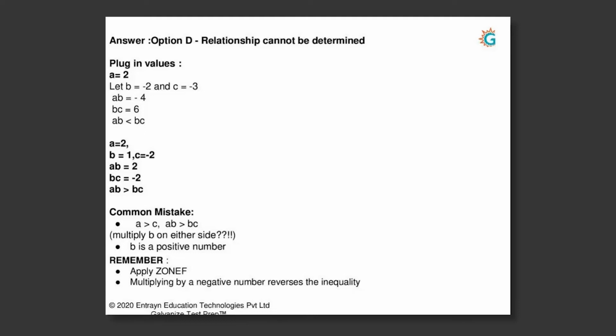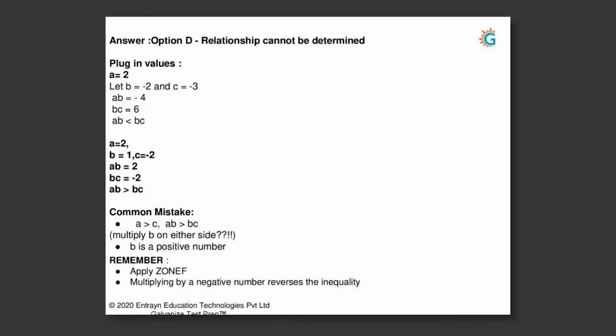In that case, when you cannot conclude for sure that AB is greater than BC or AB is less than BC, you go for option D. You get my point? So when do you go for relationship cannot be determined? When it doesn't work for all the values. When one relationship cannot work for all the values, then we go for option D.